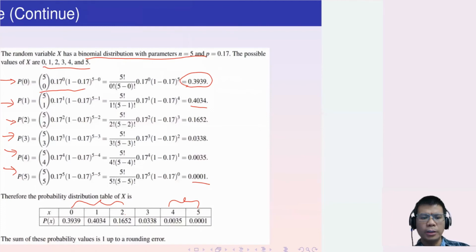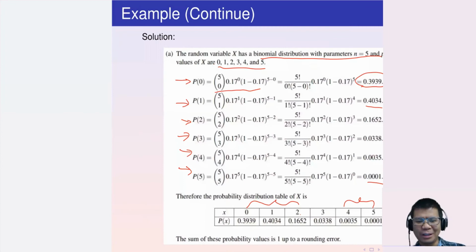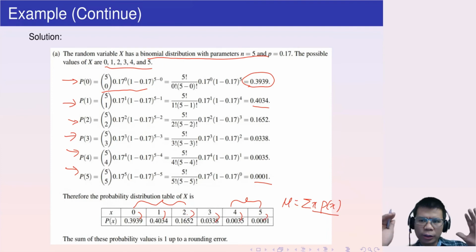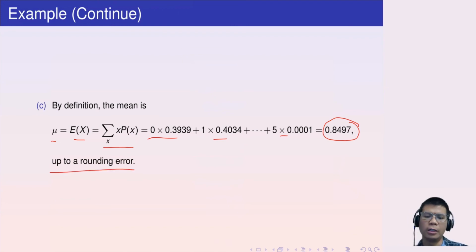Now, part C is we want to find the mean. Remember how to find the mean given the probability distribution table. We use the formula mu equals the summation of X times P of X, right? So we compute this product, then take the summation. So that's what we did. Mu equals the expectation, equals the summation of the products, and putting them together you can find that this is 0.8497. Now, of course, this is up to a rounding error.